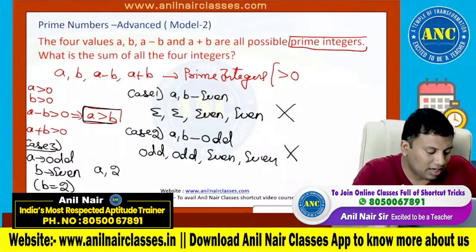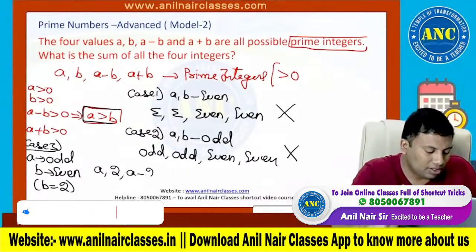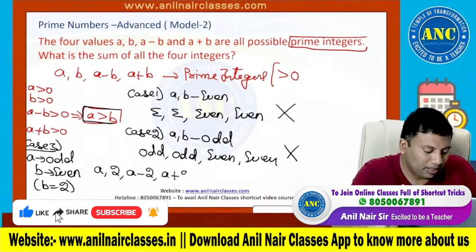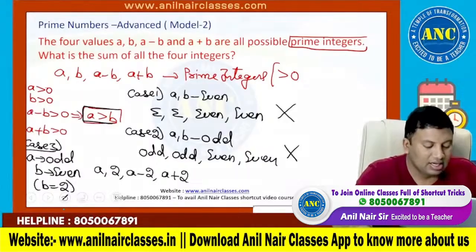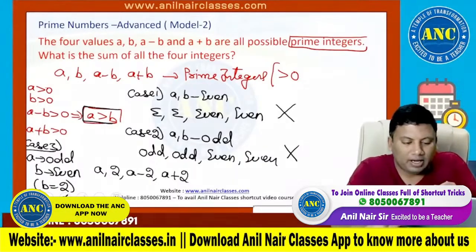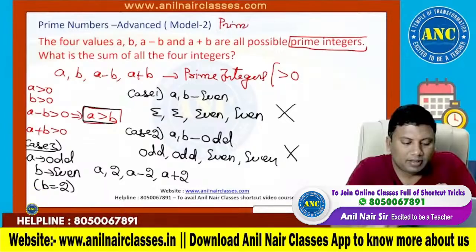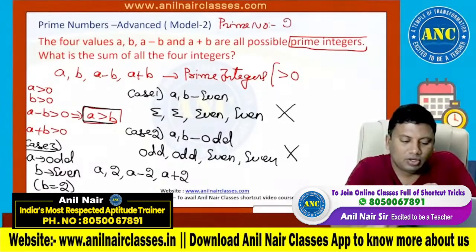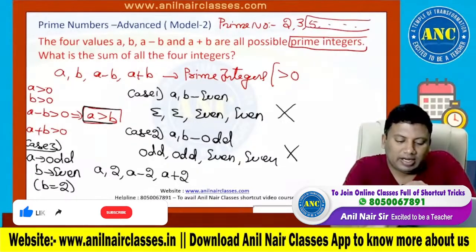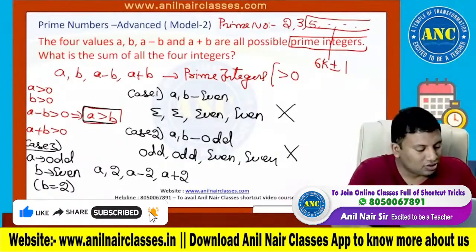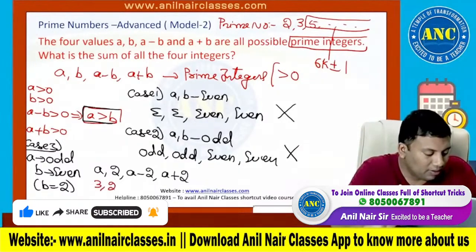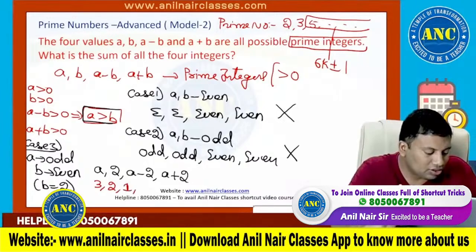A comma 2, A minus 2, and A plus 2. Let us take A is greater than B. A prime number series will be 2, 3, 5 and so on. Any prime number greater than 3 is of the form 6k plus or minus 1. So let me take 3: 3 comma 2, 3 minus 2, 3 plus 2.